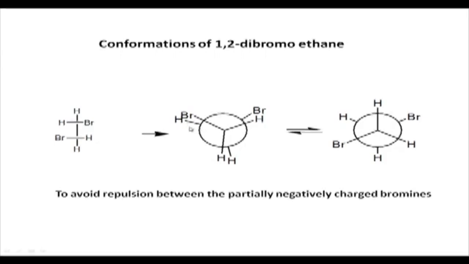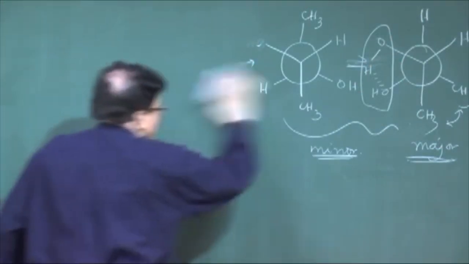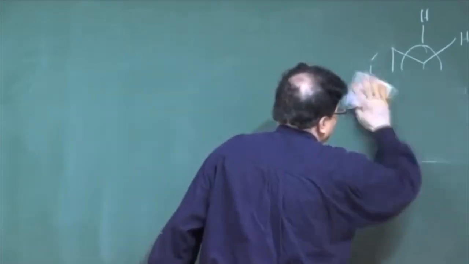Now you rotate it. This is the one which is the anti form. This is the one which is the eclipsed form, but this is partially eclipsed. You can have a fully eclipsed form also, where the bromine and bromine will fully eclipse each other. Okay, so which will be the most stable one? I can do it here. I think all the conformations are not drawn in that picture, so better draw all the conformations here.